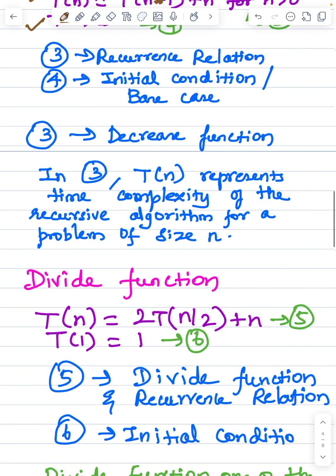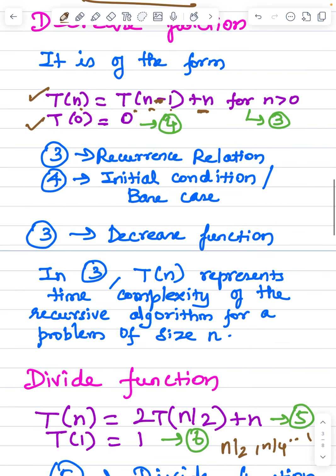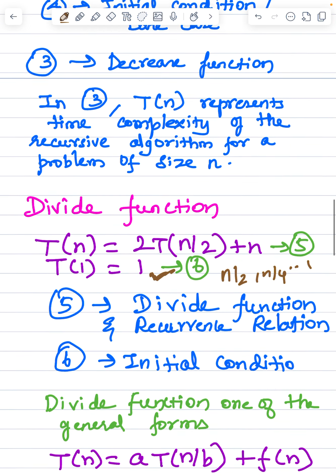Coming over to the divide function, here T of n equals 2T of n by 2 plus n, and the base case is T of 1 equals 1. The division happens in the form of n by 2, n by 4, until you reach the unit instance. Even in the decrease function, the decrease will happen until you reach the base case. Here in the divide function, the divide will happen until you reach the base case. This T of 1 equals 1 is the base case or the initial condition. So you should keep doing these iterations until we reach the base case.